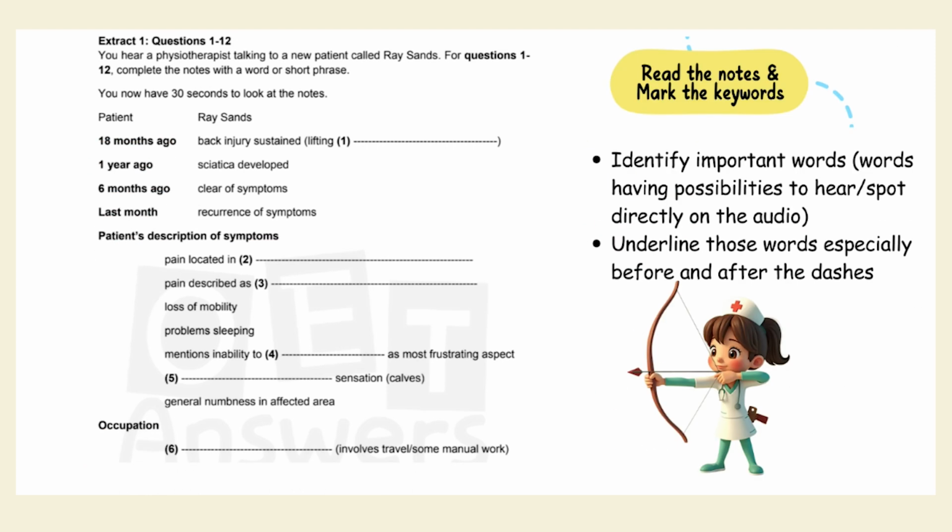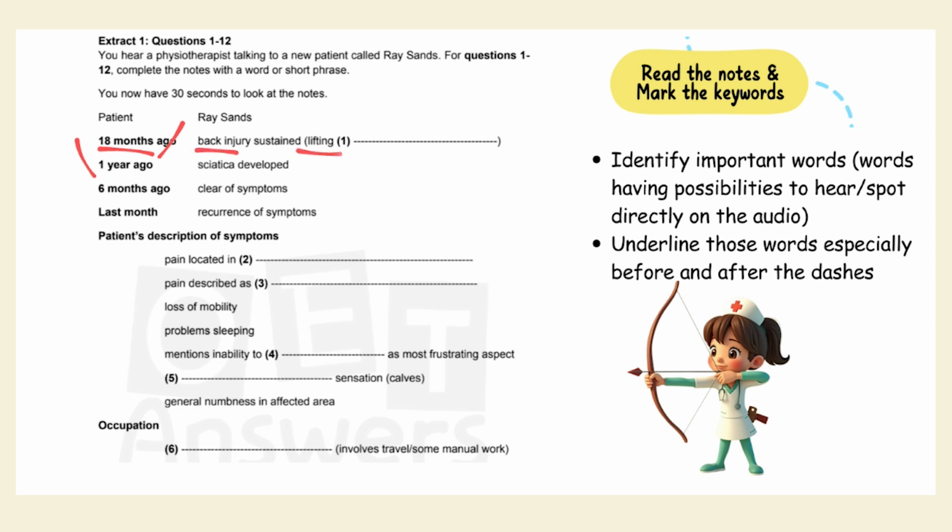So our third trick is to read the notes and mark keywords. How can you read the notes? You have to read all the questions and mark the keywords. While reading the question, you have to understand the title and the subtitle, and also read the keywords. How can you mark the keywords? Like 18 months ago, we can already see this in bold letters, so no need to consider it. If there is no bold letter, you have to mark.